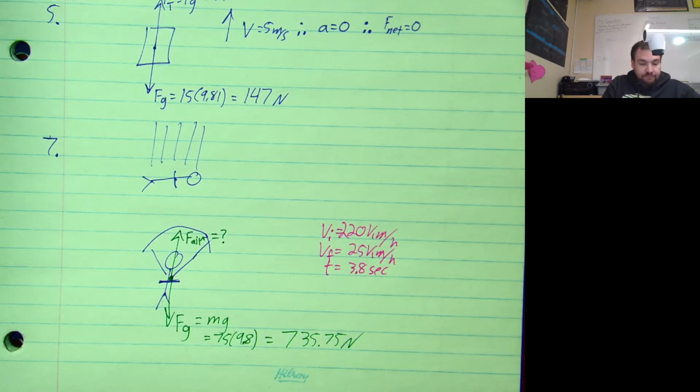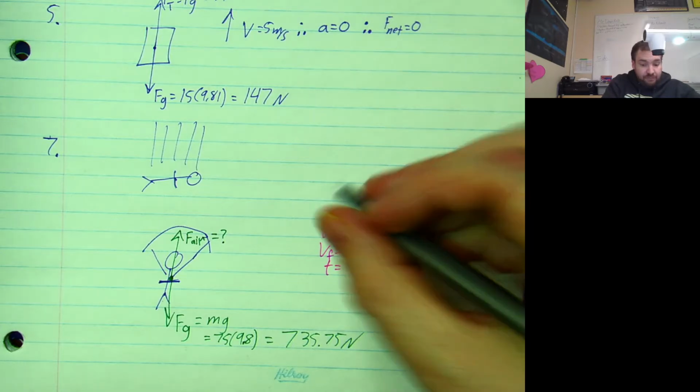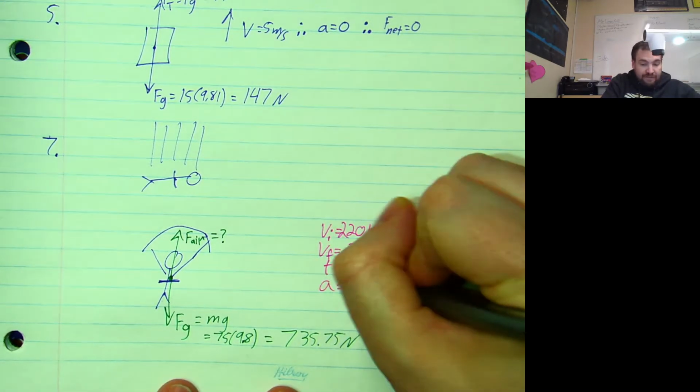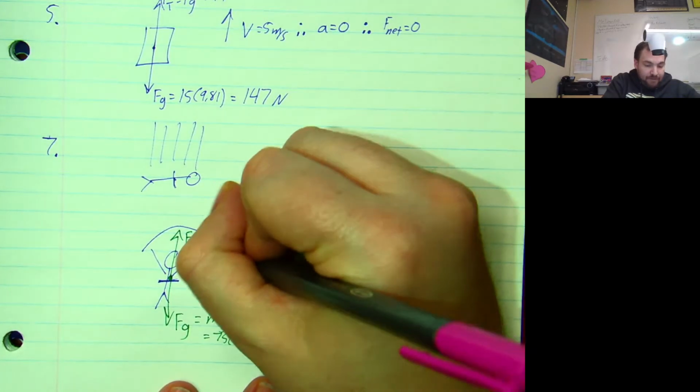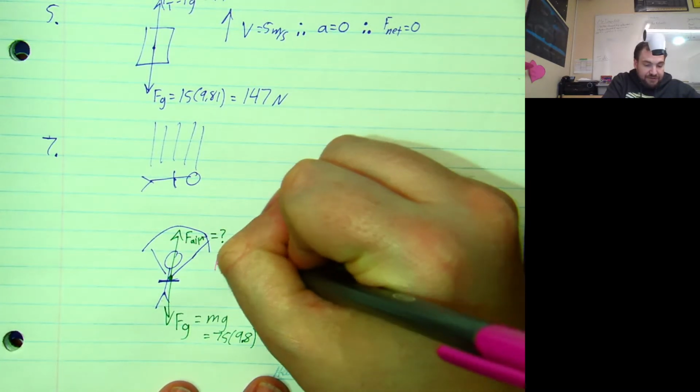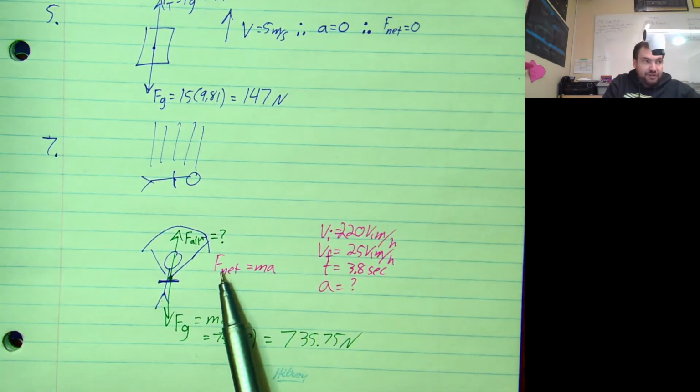So we could figure out acceleration. So we need to find acceleration. Why do we need to find acceleration? Because that will give us our F net for F air. So F net equals ma. In this case, what's our F net expression going to be?